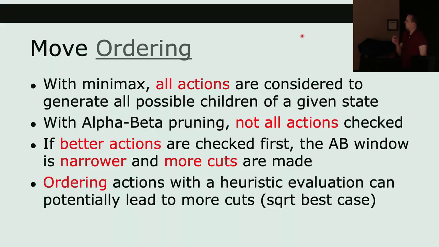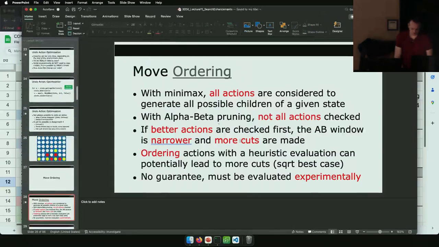So ordering the actions with a heuristic evaluation can potentially lead to more cuts. I've heard somewhere that it's like the square root in the best case, but I'm not sure if that's true. So I'm going to remove that because I shouldn't say things that aren't true.